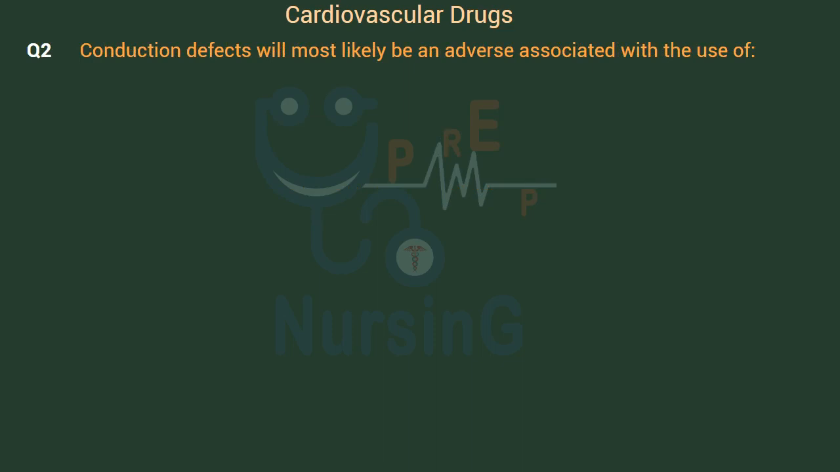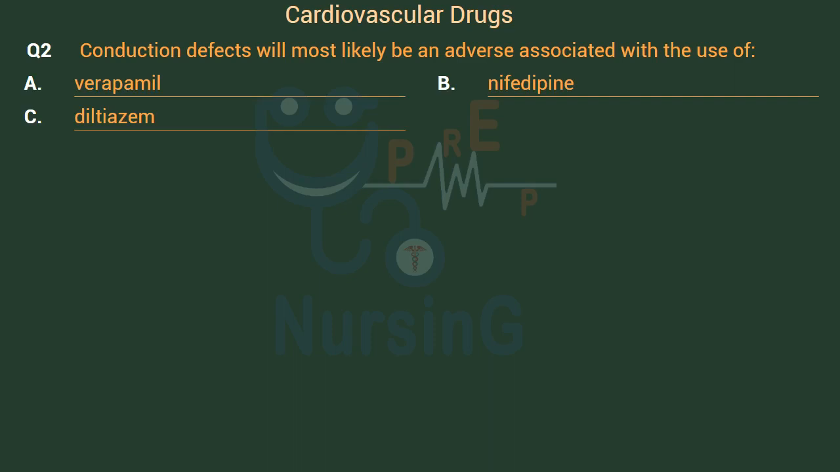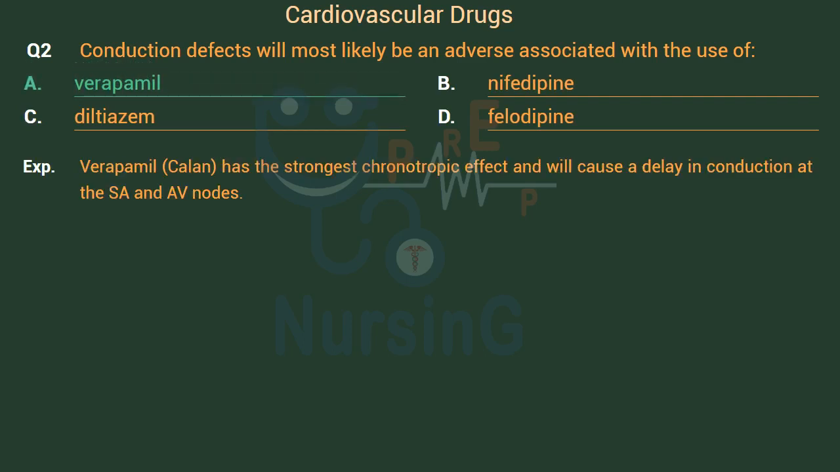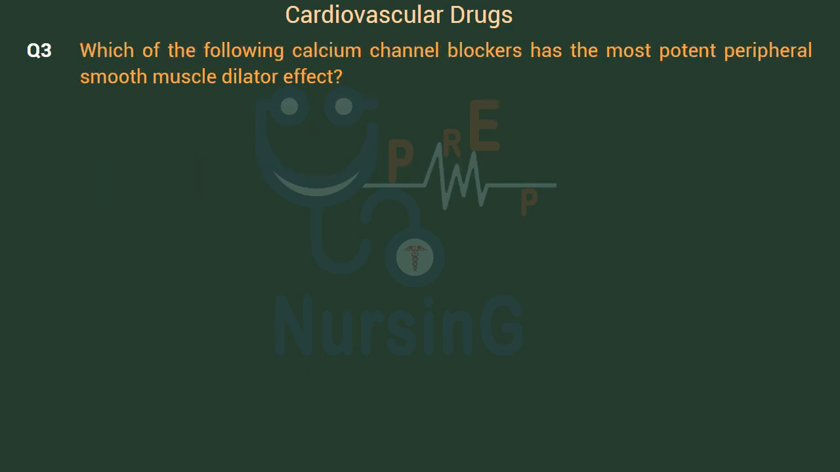Conduction defects will most likely be an adverse effect associated with the use of: Option A. Verapamil. Option B. Nifedipine. Option C. Diltiazem. Option D. Felodipine. Right answer is Option A. Verapamil, Calan, has the strongest chronotropic effect and will cause a delay in conduction at the SA and AV nodes.